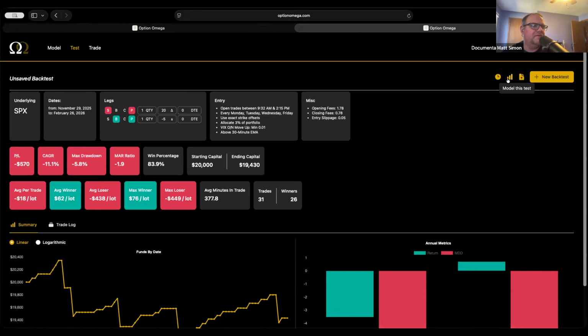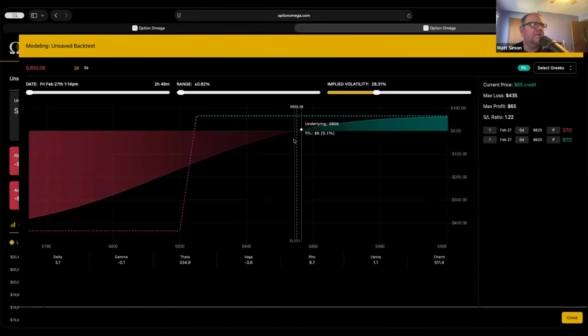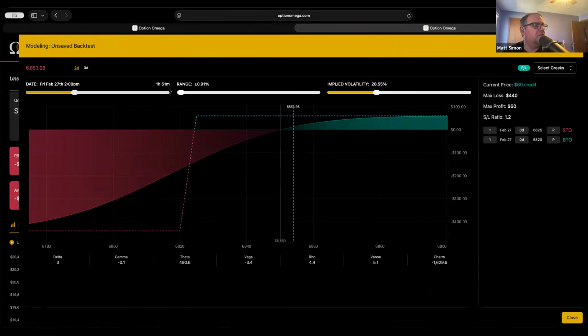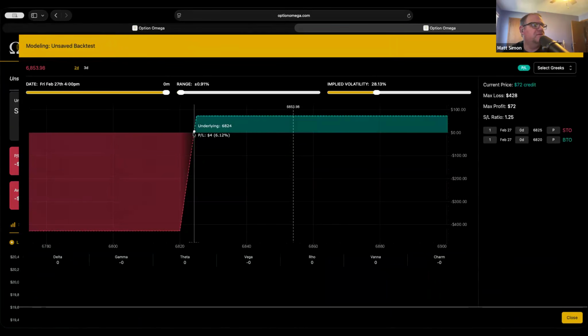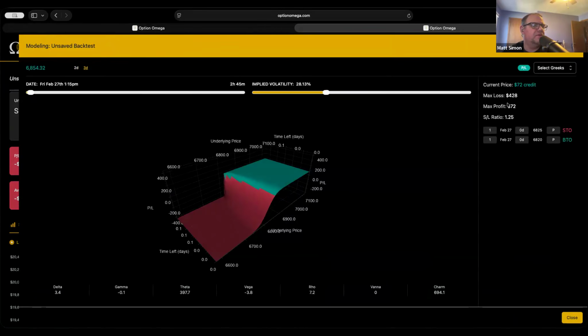We can model this. If we click this button here, model this test, that will bring up the integrated modeling tool. And you can see if we put one of these on right now, we'd be about 30 points below the market and five wide. If it expired worthless, you can see exactly where the break even is, take it through the model, look at it. You can add Greeks.